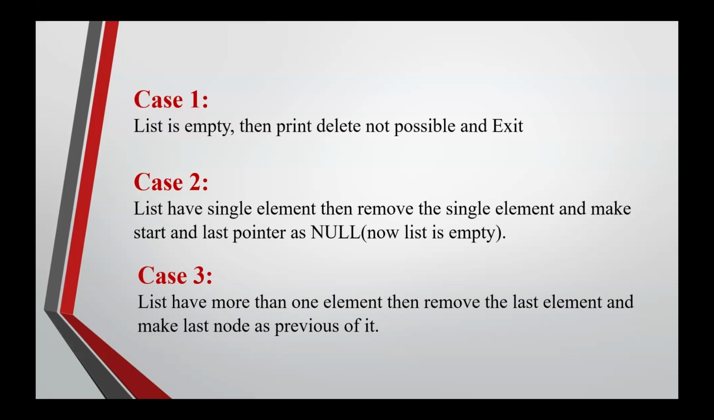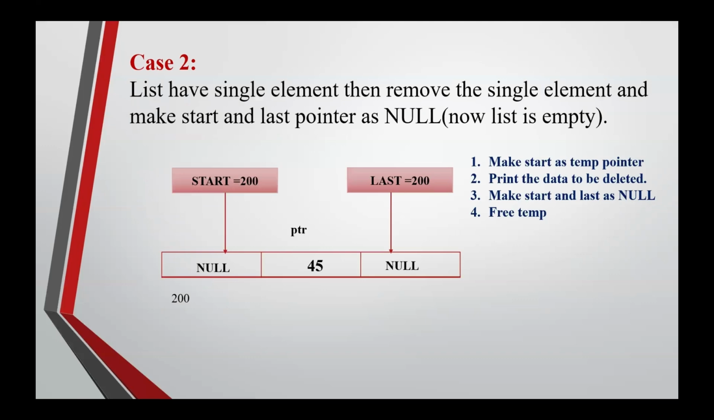Actually, in most programs, linked list implementations use only one pointer, the start pointer, to store the starting address. I prefer to use a pointer to store the last address as well. So whenever we are removing the last node, we don't have to traverse from the first node to the last node. This is the only advantage of using a pointer that points to the last node.